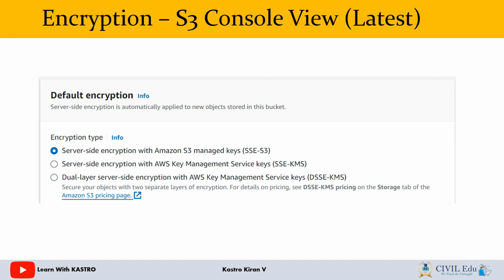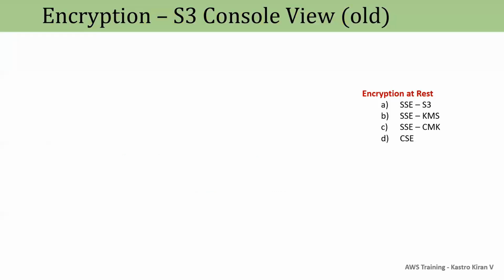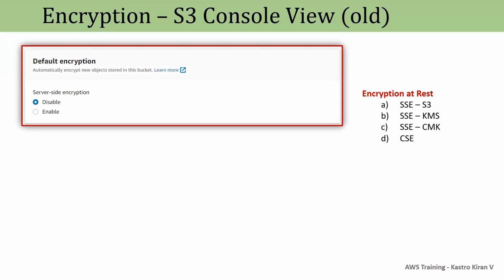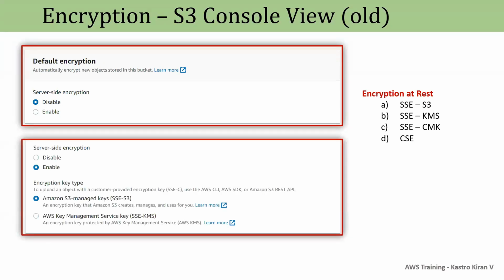If you see the older view of the S3 console, especially with the encryption part, earlier AWS used to ask whether we need to enable the encryption or disable the encryption. If you want to enable the encryption, we have to explicitly enable the encryption. By default, in the old console, the encryption was disabled. But in the latest console, by default, the encryption will be enabled with an option of SSE-S3. And once you enable the encryption, you can select SSE-S3 or SSE-KMS.